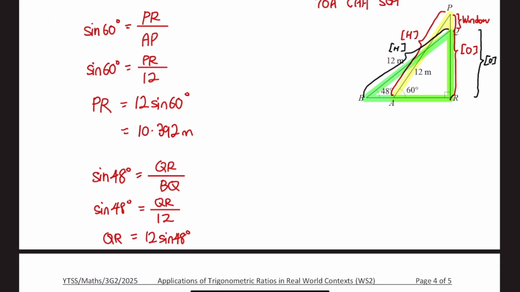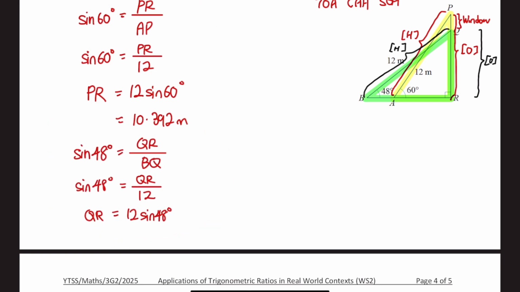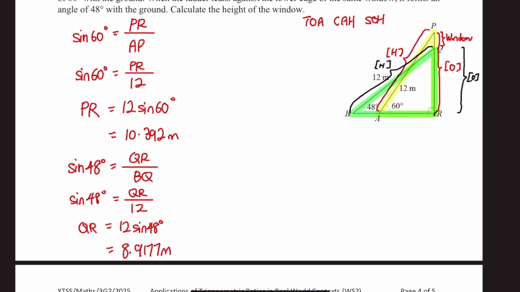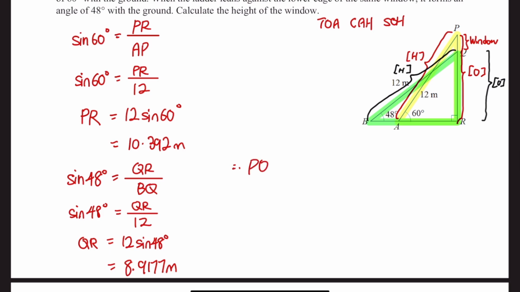You can press this in your calculator as well. You should get, rounded off to 5SF, 8.9177 meters. So last step, to find PQ, this length here is the length of PR minus QR. We found PR is 10.392 minus 8.9177. So the final answer rounded off to 3SF, you should get 1.47 meters.